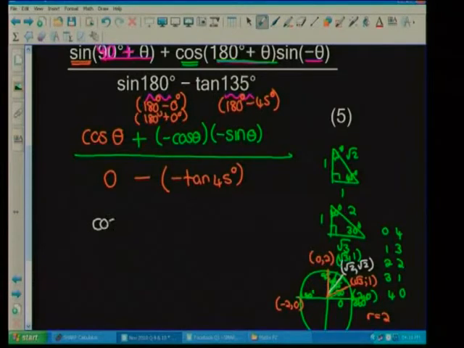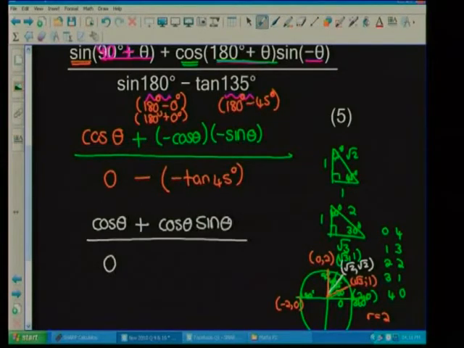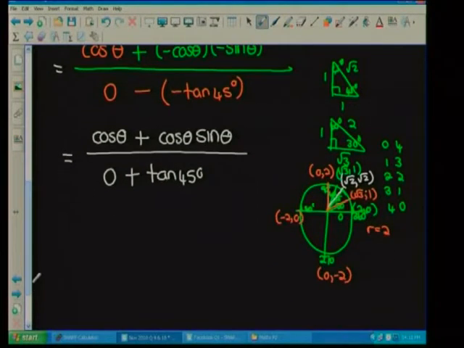So, right, what do we have? We have cos theta. Here we have a negative times a negative, so overall it's a positive cos theta sine theta. And at the bottom here, I've got 0 minus minus becomes a plus tan 45 degrees. Right, now at this stage, we have to decide which one we're going to use. So if we're using 45 degrees, tan is the opposite over the adjacent. So you can see it'll be 1 over 1. Here, you would go to the 45 degree line and you say it's y over x. So it's root 2 over root 2, which also gives you 1.